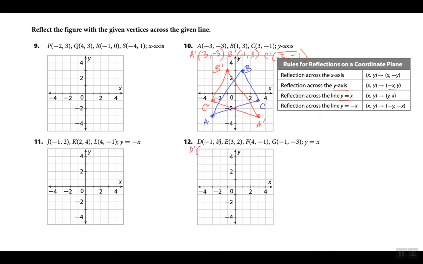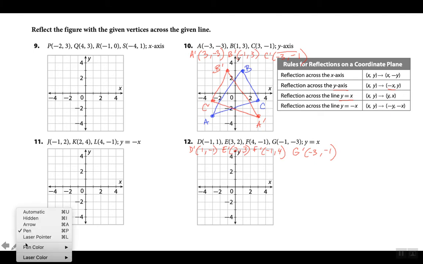All right, so the coordinates switch places. So D prime is going to be at 1 comma negative 1. E prime is going to be at 2 comma 3. F prime is going to be at negative 1, positive 4. And G prime is going to be at negative 3, negative 1. Okay, whenever I do this, no matter how you write it, try to keep the information close to each other so that I can easily compare the two, and that helps me to avoid making mistakes, all right?